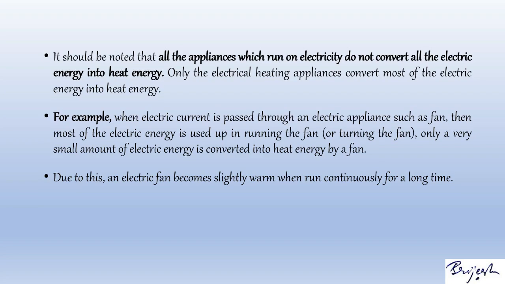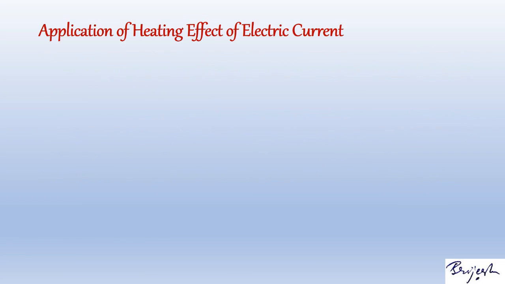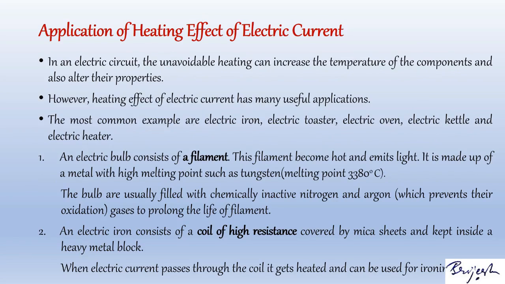For example, when electric current is passed through an electric appliance such as a fan, then most of the electric energy is used up in running the fan or turning the fan. Only a very small amount of electric energy is converted into heat energy by a fan. So due to this, an electric fan becomes slightly warm when run continuously for a long time.